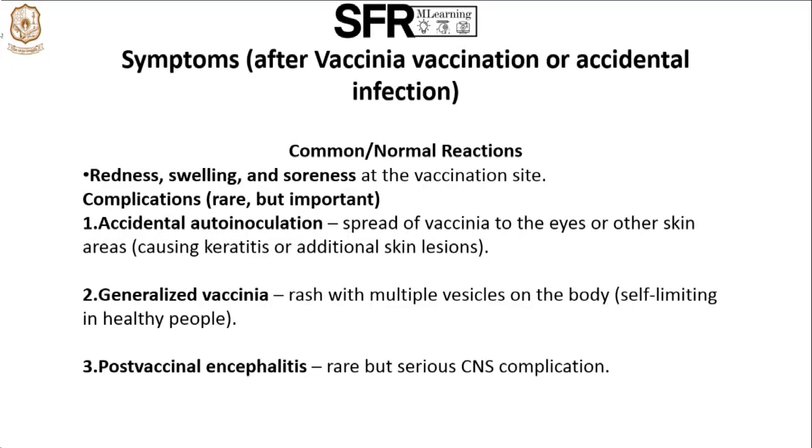Symptoms after vaccination: common reactions that may appear are redness, swelling and soreness at the vaccination site. Some complications, rare but important, are accidental auto-inoculation, generalized vaccinia and post-vaccinal encephalitis. Accidental auto-inoculation is the spread of vaccinia to the eyes or other skin areas. Generalized vaccinia is rashes with multiple vesicles on the body, and post-vaccinal encephalitis is a rare but serious central nervous system complication.